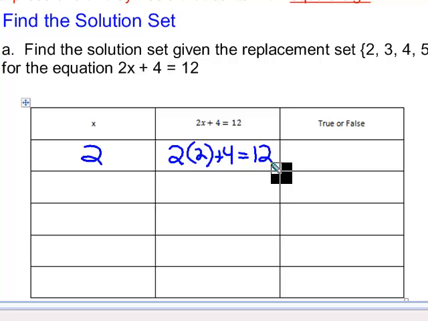Well, 2 times 2 is 4, plus 4 is 8. That does not equal 12. Therefore, 2 is not part of the solution set. Oh, I don't want to write true. I want to write false.